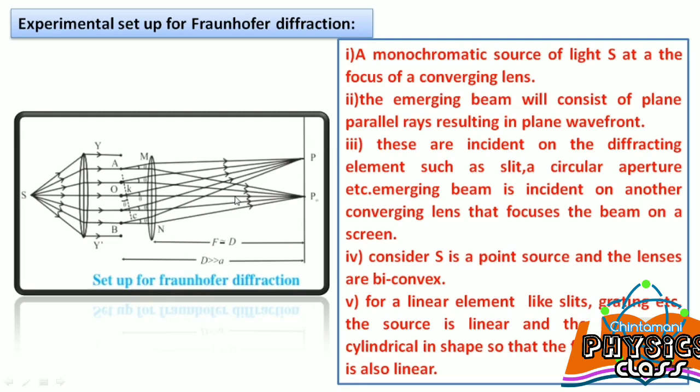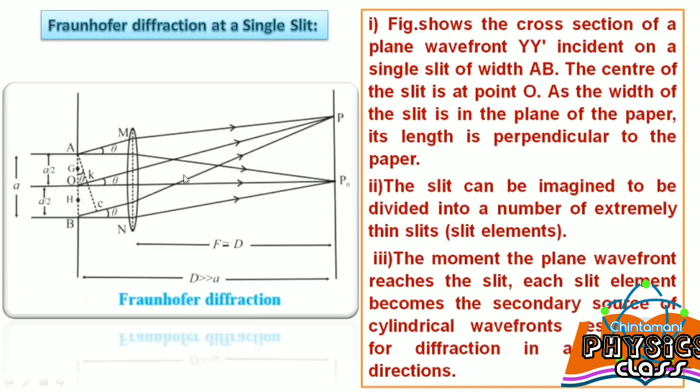Consider S as a point source and the lenses as biconvex. For a linear element like a slit or grating, the source is linear and the lenses are cylindrical in shape, so that the focused image is also linear. Now the next point is Fraunhofer diffraction at a single slit. We can use the same diagram.